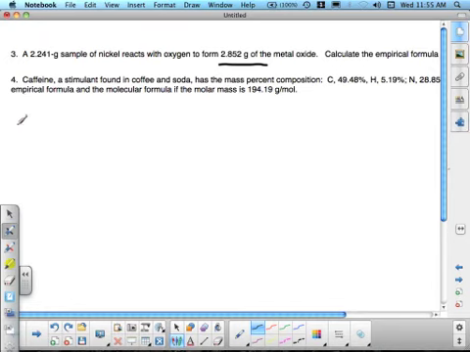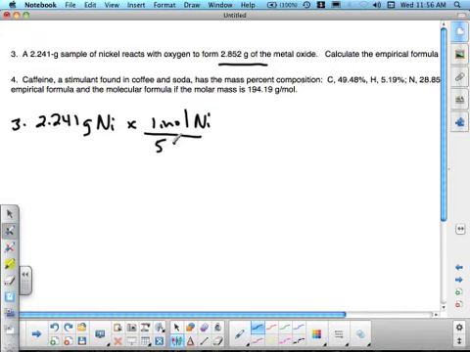So for number 3, you've got 2.241 grams of nickel, and we're going to convert that to moles, using what's on the periodic table for nickel. 1 mole of nickel is 58.69 grams. Now, to do oxygen, I need to take the 2.852. That's where I need to write my moles of nickel. So for the oxygen, I'm going to take 2.852 minus the 2.241 to get oxygen grams.